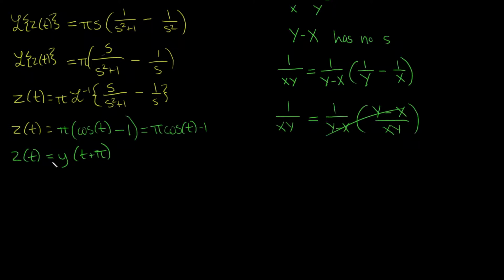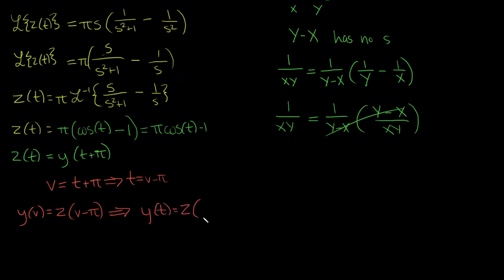Because of this, we know that z of t is this. That's not actually y of t. If we say, though, that z of t equals y of t plus pi, and say v equals t plus pi, then y of v would equal z of, based on v's definition, t equals v minus pi. V minus pi. And then we could again just say, okay, v, t, all the same thing. So we get that our solution, y of t, any variable, just whatever you plug in, is z of that variable minus pi.